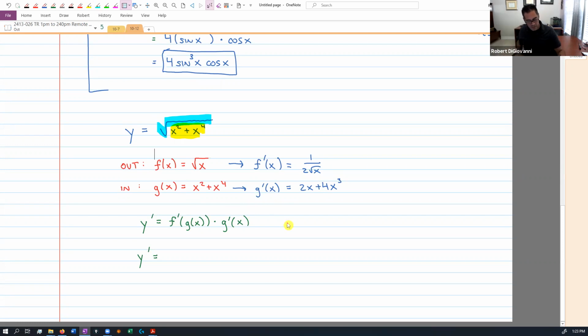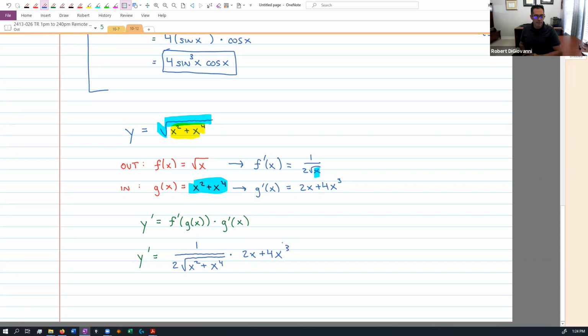All right, here I go. I'm going to evaluate the derivative, but I'm going to replace x with g, right? So it's going to look like this. It's going to be 1 over 2 square root of g, x squared plus x to the fourth, done, times g prime, which is 2x plus 4x cubed.